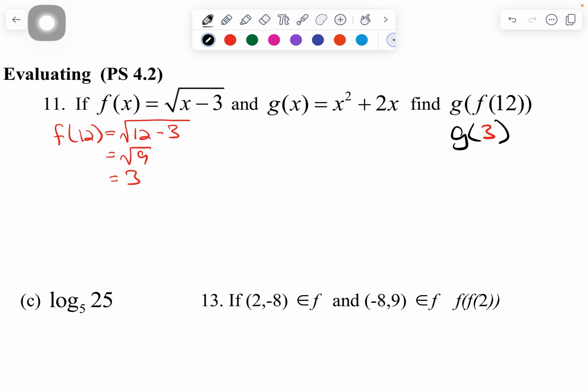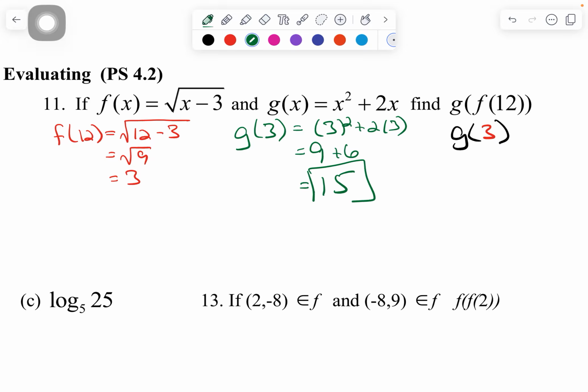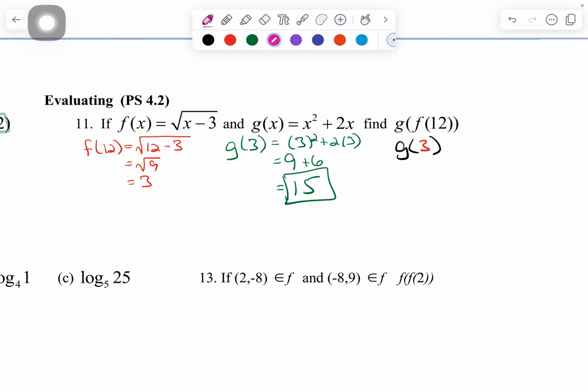So now I want to take a moment and find out what g of 3 is. So we're going to do 3 squared plus 2 times 3. 3 squared is 9. 2 times 3 is 6. 9 plus 6 makes 15, and that is the final answer.